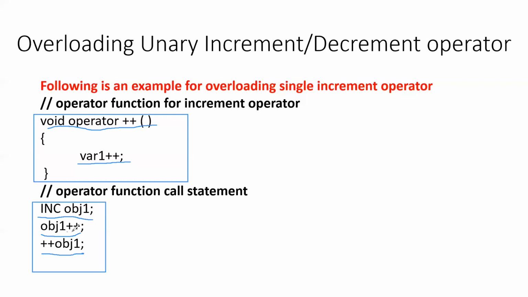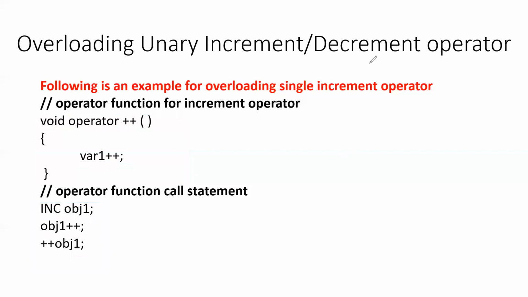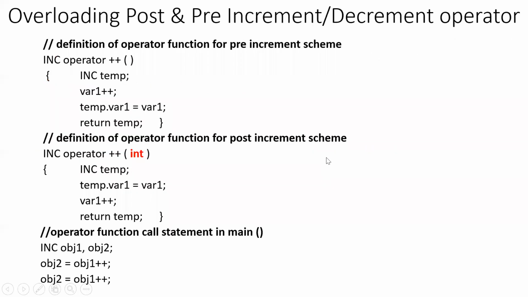In this case, it is plus plus. But as you can see, we have used two types of syntax. One is called post and one is called pre. The first one is called the post increment and the second one is called the pre increment. But the function called is same for both, which is not the right thing to do. What we want is to write a separate definition for the post increment and a separate definition for the pre increment. Let us see how we can achieve that.